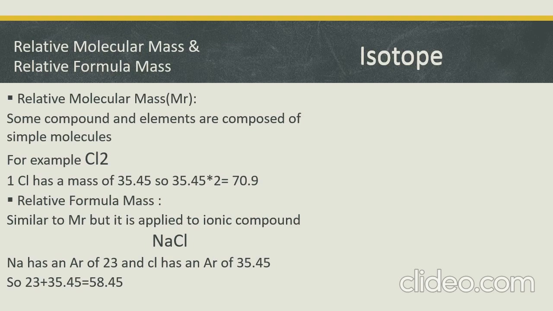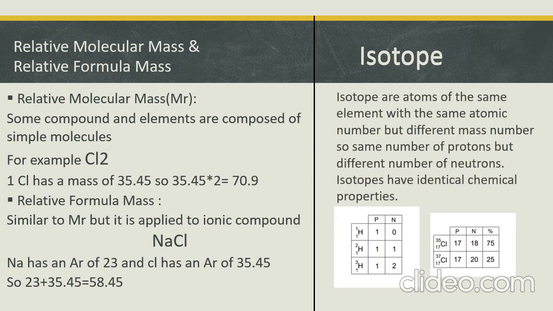So these are four things that you need to know: relative atomic mass, relative isotopic mass, relative molecular mass, and relative formula mass. Isotopes are atoms of the same element with the same atomic number but different mass number. So the same number of protons but different number of neutrons. And one thing that you need to know is that isotopes have identical chemical properties.